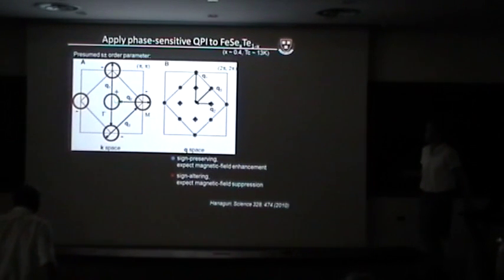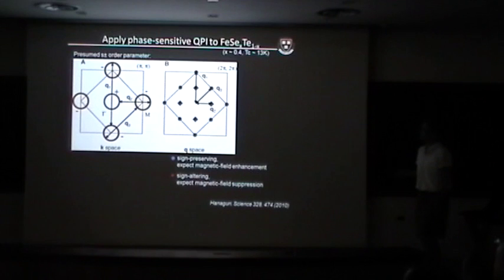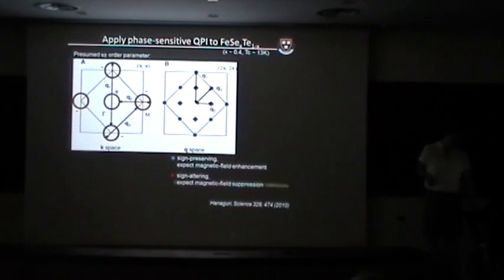Again, there are several Q vectors involved. If you draw a cartoon in which these pockets are perfectly nested, then you have Q vectors connecting these pockets, and some of them should be sign preserving and some of them should be sign altering. So we would expect the blue ones, the sign preserving ones, to be enhanced by magnetic field, and the red ones to be suppressed by magnetic field.